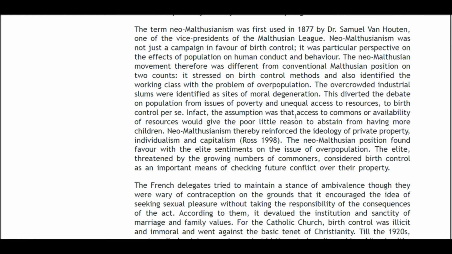In fact, the assumption was that access to commons or availability of resources would give the poor little reason to abstain from having more children. Neo-Malthusianism thereby reinforced the ideology of private property, individualism, and capitalism. The Neo-Malthusian position found favor in elite sentiments on the issues of overpopulation. The elite, threatened by the growing number of commoners, considered birth control an important means of checking future conflicts over their property.